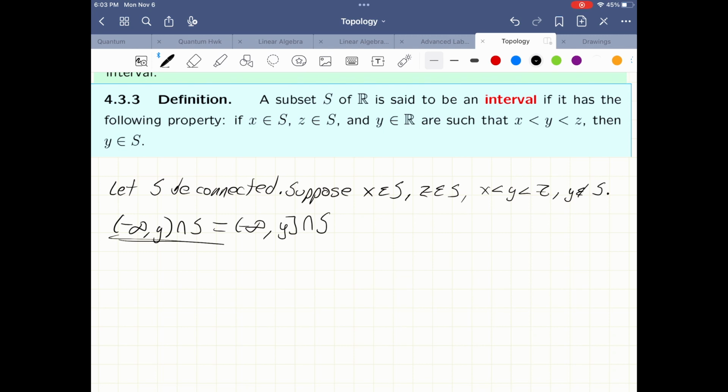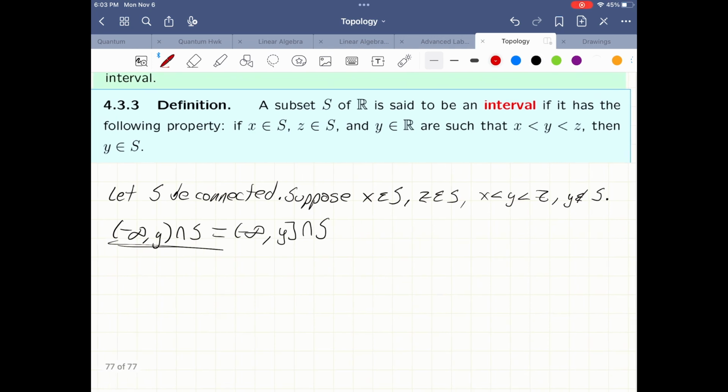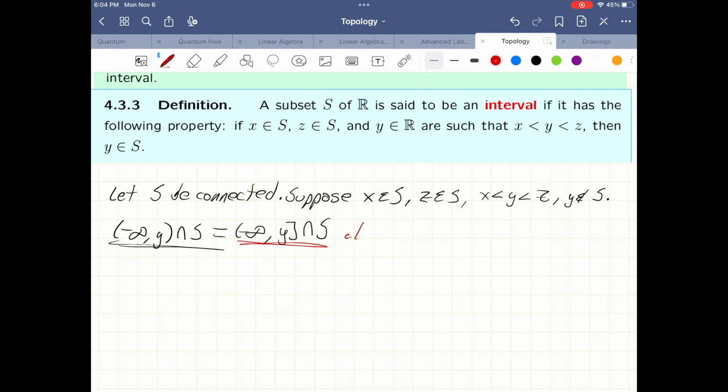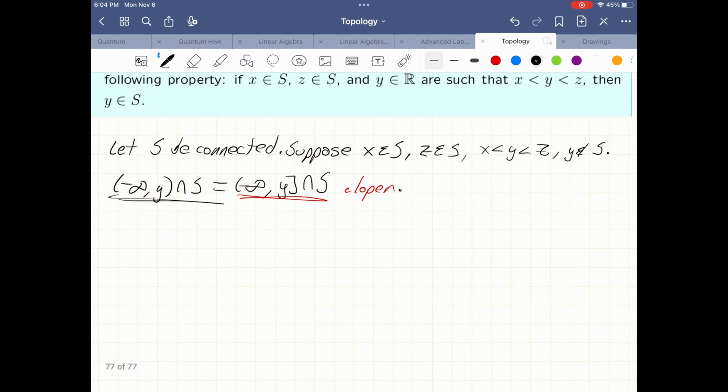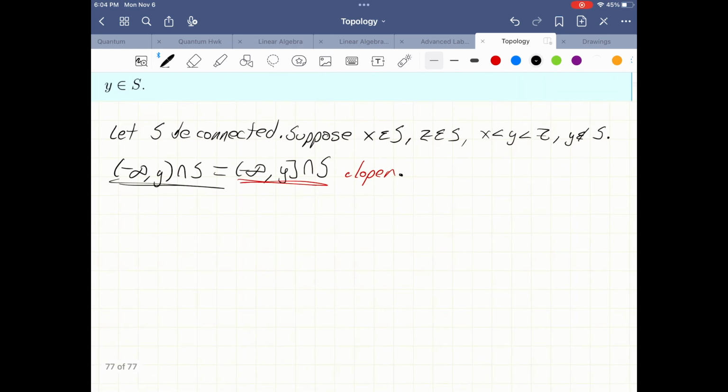Now, if we also look at this, we can see that this set right here is neither open nor closed. This is a clopen set. So this means that neither the complement of this set is open nor is this set open. It's just clopen. And so now if we want to show that S is not connected, we have to verify two things about this clopen set.